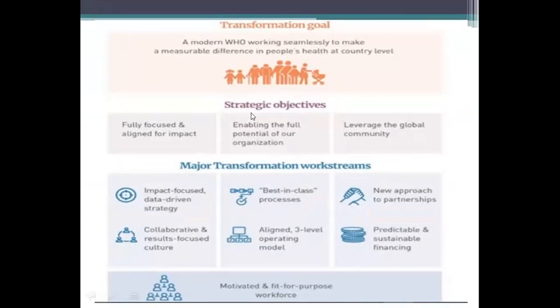It includes strategic objectives: fully focused and aligned for impact, enabling the full potential of our organization, and leveraging the global community. Major transformation work streams include an impact-focused, data-driven strategy, best-in-class processes, a new approach to partnership, a collaborative and result-focused culture, an aligned three-level operating model, predictable and sustainable financing, and, underpinning all these objectives, a motivated and fit-for-purpose workforce.